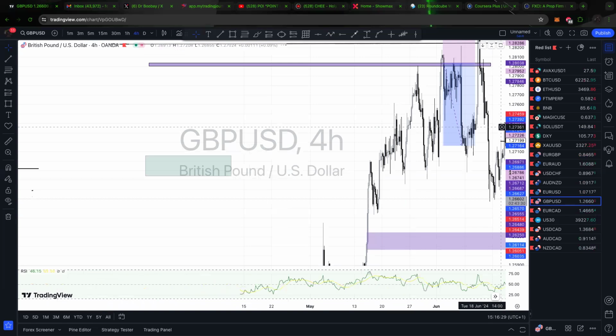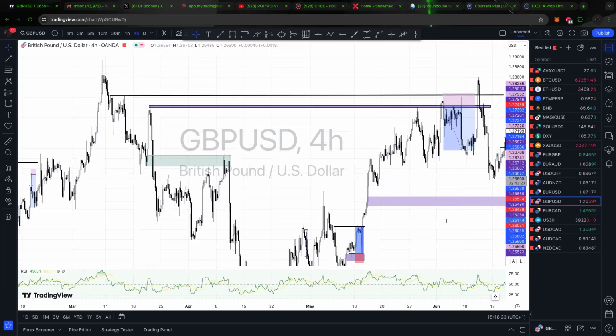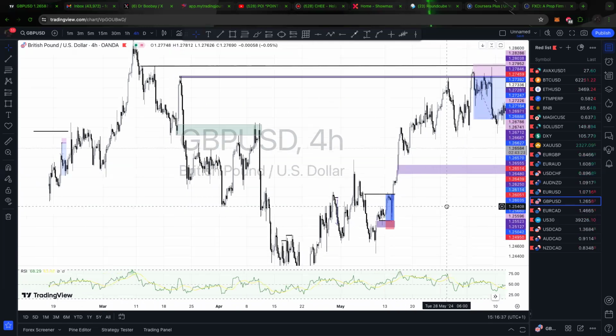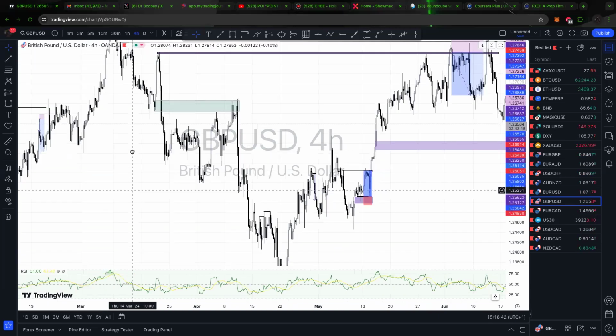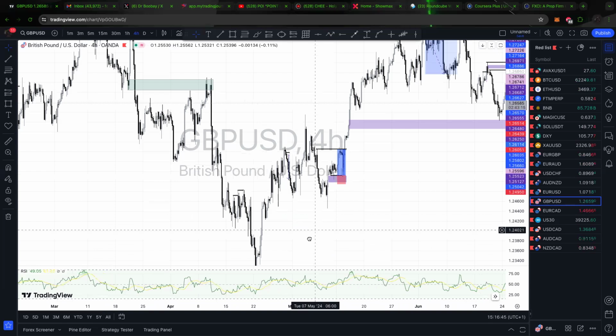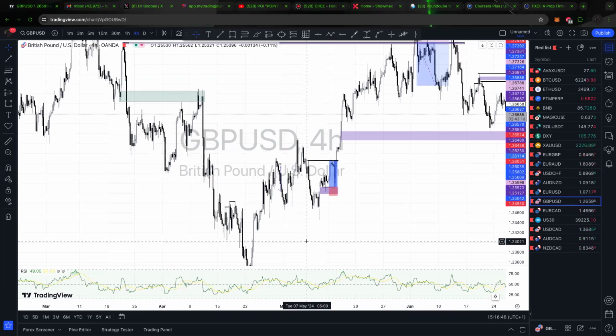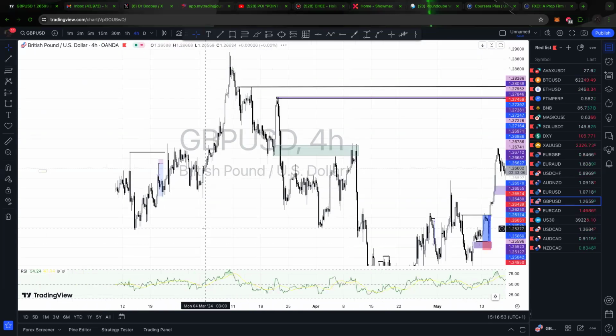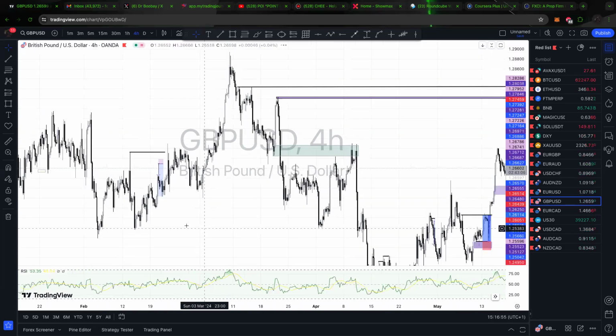So let's come into the chart and let me explain with a typical example of a sweep, structural liquidity, and everything coming to play. I want to look for it on a 4-hour time frame, so it's easier to explain.